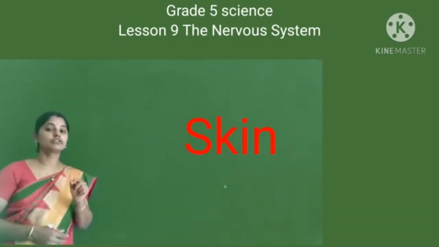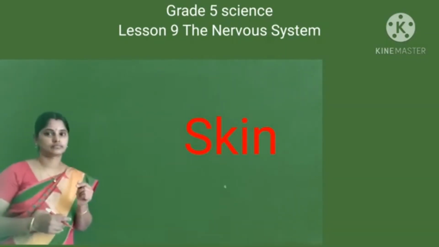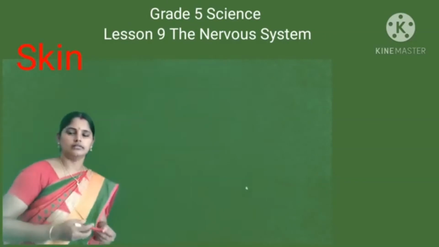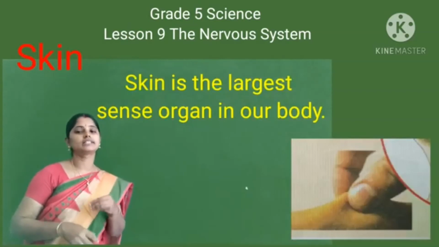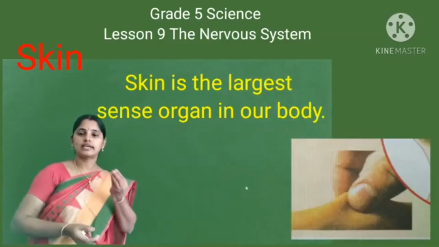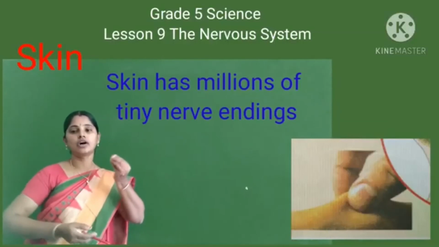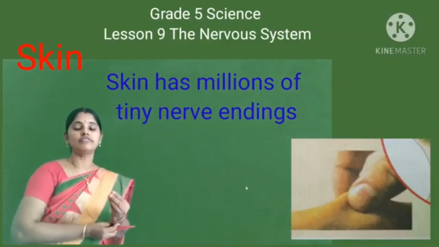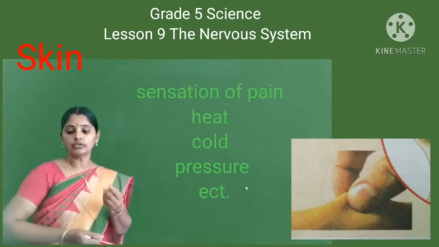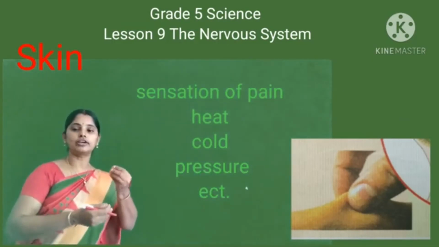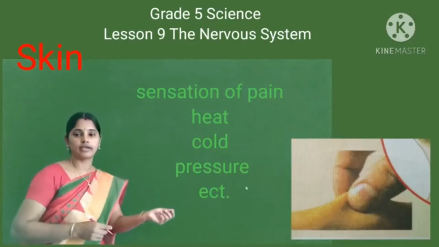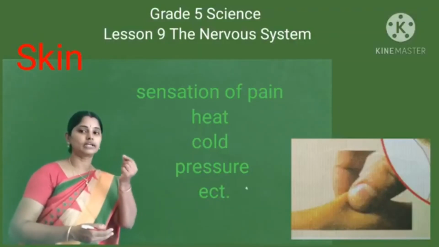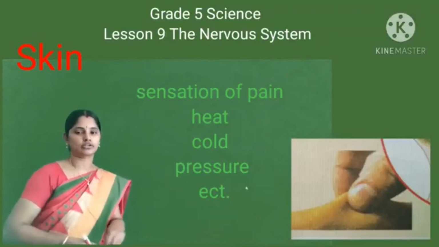Clear, children? Now we will go to the next and last sense organ. What? Skin. Skin is the largest sense organ in our body. Largest organ also. Skin has many nerves, millions of tiny nerve endings. Through that only we are able to sense pain, heat, chillness, everything, the texture of the cloth, like that. Because of the nerves present in the skin only we are able to detect all those things.